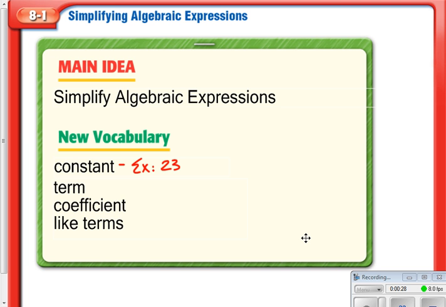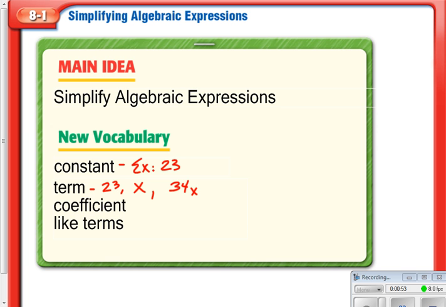We also have a term. A term can be a number, such as 23 is a term. You could have a variable, such as x. X is a term. Or it could be a product of numbers and variables. Remember, a product means multiplication, so it can be something as simple as 34x. Okay? All those are examples of terms.